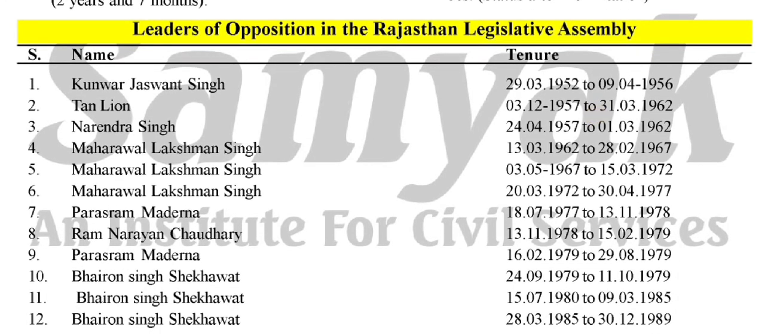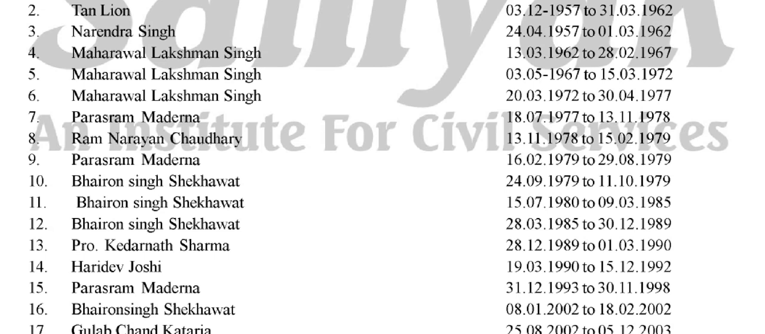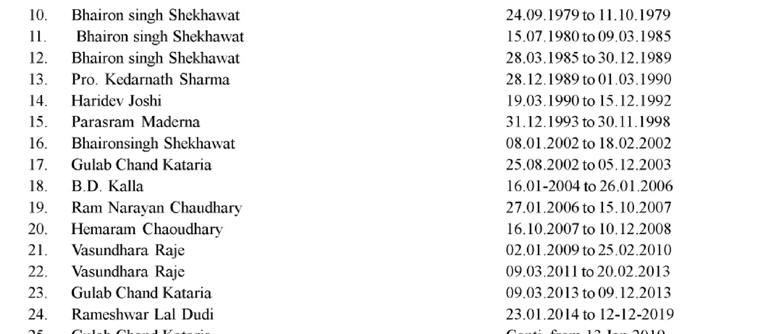Leaders of opposition in the Rajasthan Legislative Assembly: Kunwar Jaswant Singh 1952 to 1956, Tan Loyan 1957 to 1962, Narendra Singh 1957 to 1962, Maharaval Lakshman Singh 1962 to 1977, Paras Ram Maderna 1977 to 1978, Ram Narayan Chaudhary 1978 to 1979, Bairon Singh Shekhawat, so the total is 1979 to 1989.